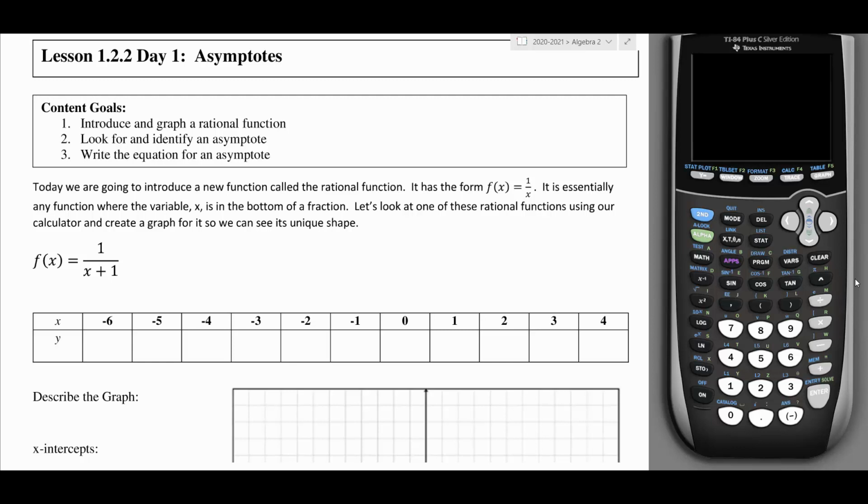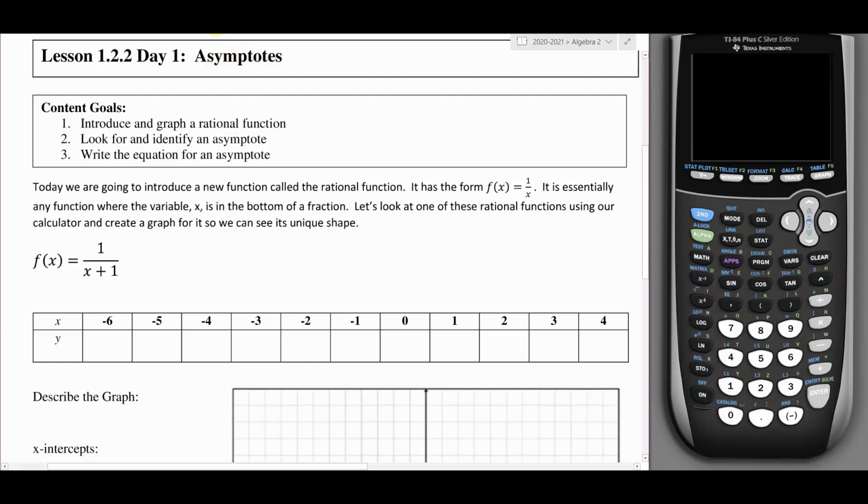Today's lesson is going to be on lesson 122, and we're going to call this day one because we're going to spend a few days on this particular lesson. We're going to start off today looking at something called asymptotes. That weird word that we see here in the notes is called asymptotes.